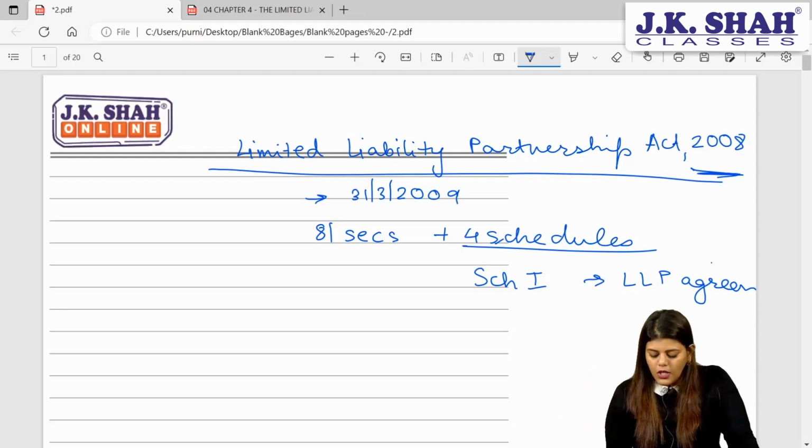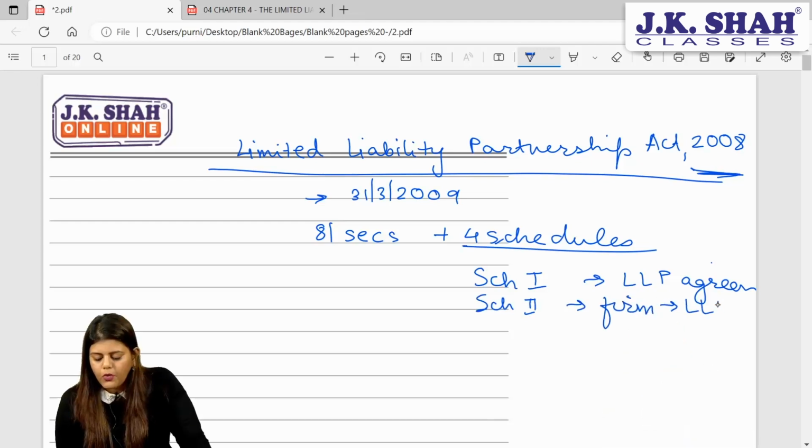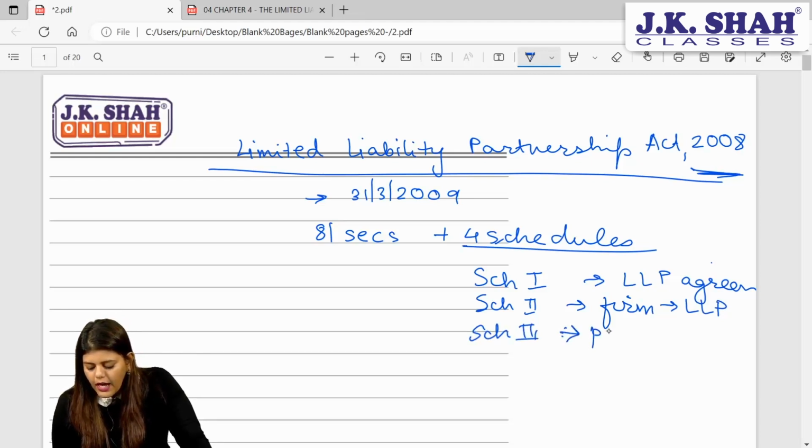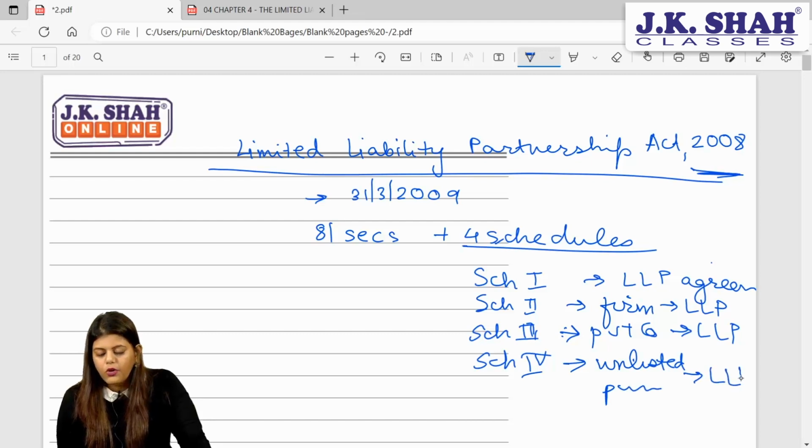Schedule 2: initially you opened a normal partnership firm and now you want to get converted to LLP, you can follow Schedule 2. Schedule 3: initially you had opened a private company and now you want to get converted to LLP, you follow that. And lastly, Schedule 4: you had initially opened an unlisted public company and now you want to get converted to LLP, you follow Schedule 4.